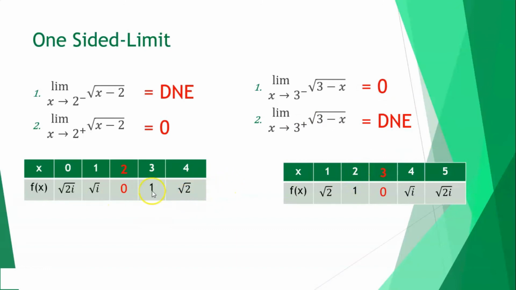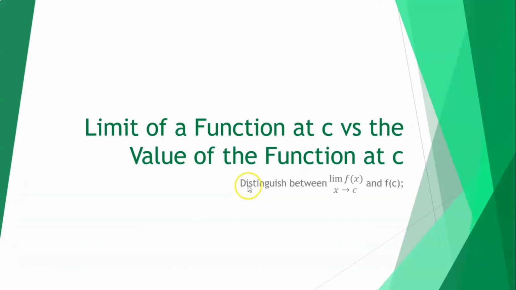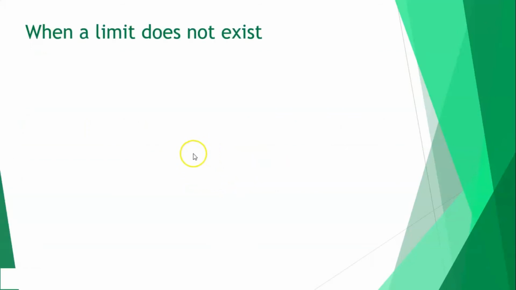So it does not exist. So take note of that. Okay, next. The limit of a function at c versus the value of the function at c. So take note of this. What is the difference? So when a limit does not exist.